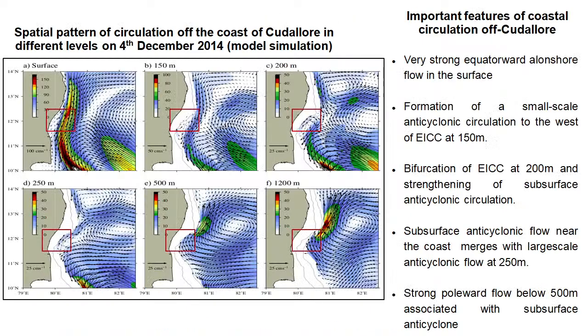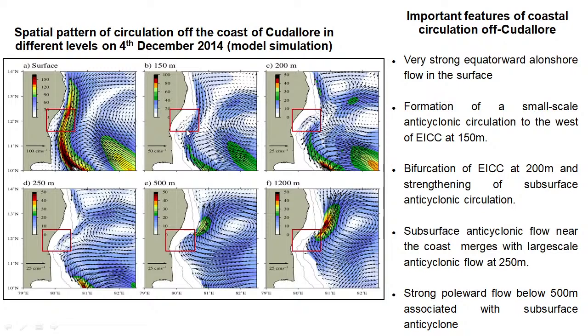What I have shown here are snapshots of that December event, which I showed in the previous slide. We have surface currents, the background is the speed, and you have the arrows on top of that which give the direction of the current. And then we have 150 meter, 200 meter, 250 meter, 500 meter and 1200 meter. This is how I have plotted things. And you can see that the surface currents are quite strong and flowing southward. This is what we saw in the earlier diagram also.